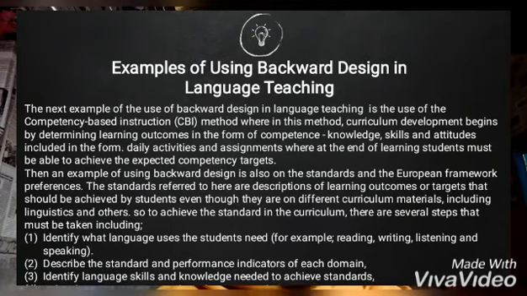So, to achieve the standard in the curriculum, there are several steps that must be taken. The first one, identify what language uses the students need, for example reading, writing, listening, and speaking. The second one, describe the standard and performance indicator of each domain. The third one, identify language skills and knowledge needed to achieve standards. And the last one, select learning activities and teaching materials.